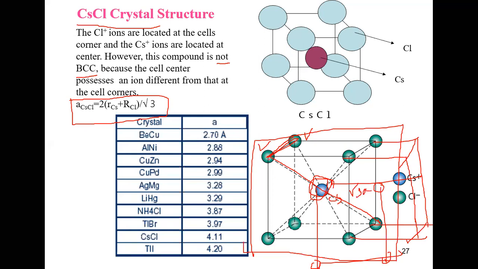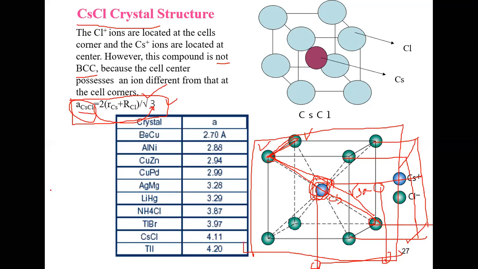So in this root 3a, if you draw this one or any other, in this line you have one radius from here, one radius from there, and the diameter of this is here. So we can write root over 3a equal to 2 RCs plus 2 RCl. From here, we can calculate the lattice constant if the atomic radius is given.